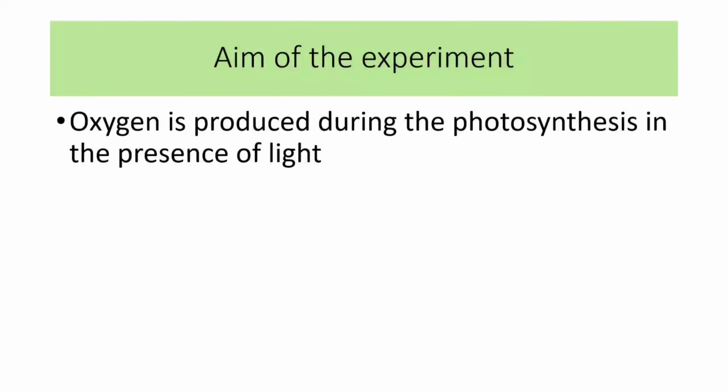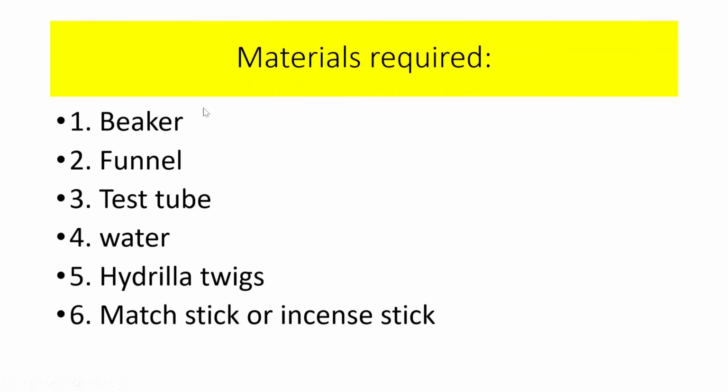Now we will discuss the experiments which are related with the photosynthesis. It is the Hydrilla experiment. The aim of the experiment is to show that oxygen is produced during the photosynthesis in the presence of light. The materials required for this experiment are a beaker, funnel, test tube, water, hydrilla twigs, matchsticks or incense sticks.